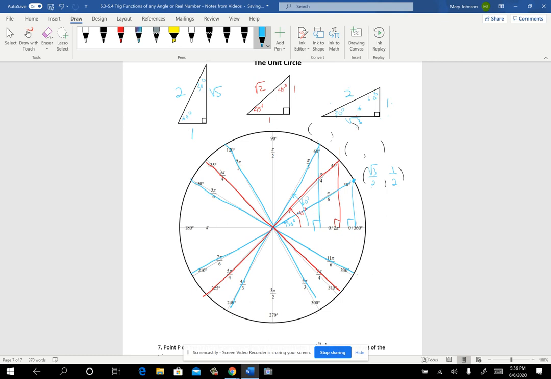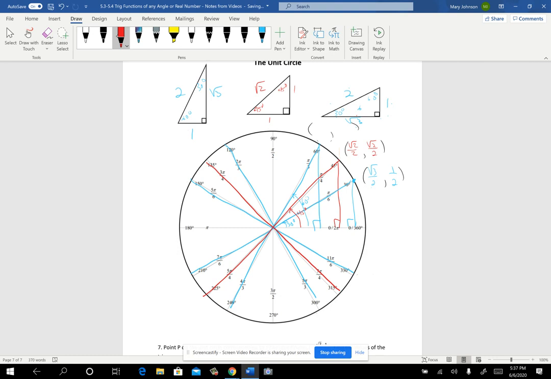Okay. All right, if we go to a 45, cosine is 1 over the square root of 2, but you have to rationalize that. So that would be square root of 2 over 2 when you rationalize it. And sine would also be 1 over the square root of 2, which would be square root of 2 over 2. Okay.